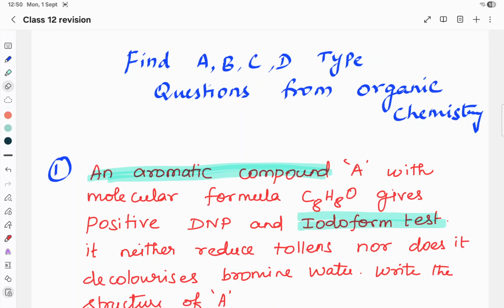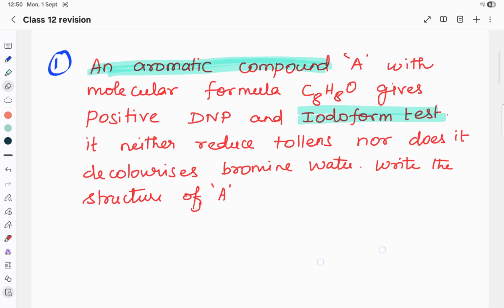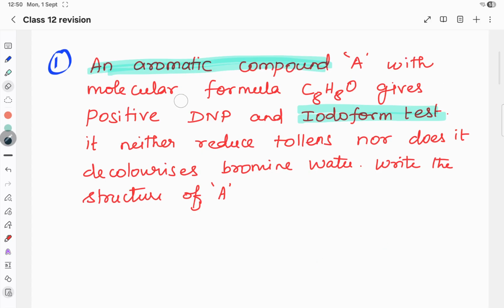Hi students, today we are going to learn find A, B, C, D type questions from organic chemistry. First question: an organic compound A with molecular formula C8H8O gives positive DNP test and iodoform test. It neither reduces Tollens' reagent nor decolorizes bromine water. Write the structure of A. These kinds of questions will be asked as 1 or 2 mark questions because they are asking only the structure.